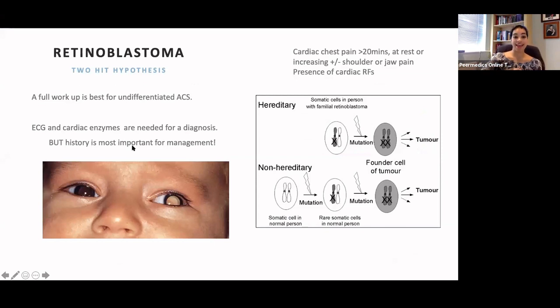Okay, retinoblastoma, again, really briefly, ignore that first line. That was from my cardio exam.